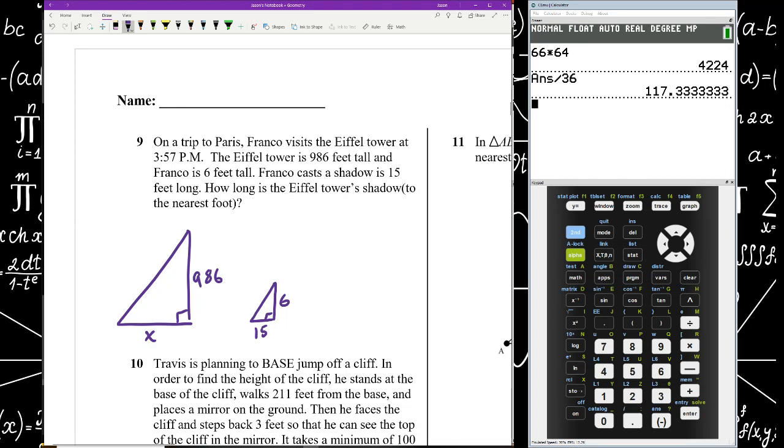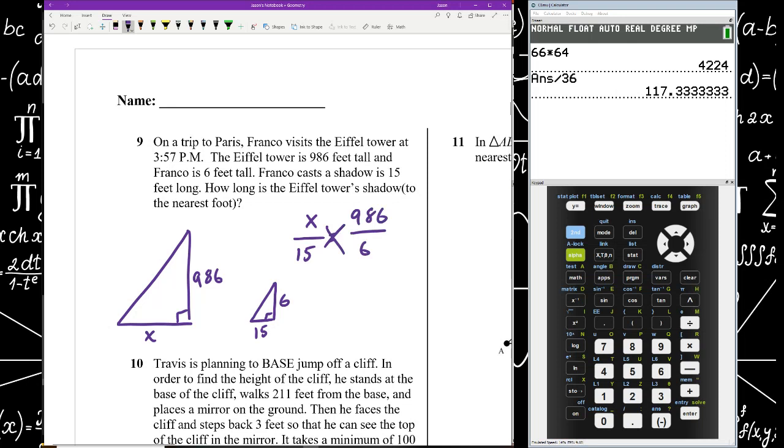Alright, so setting up, same way. X either goes over 986 or X goes over 15. I'm going to pick 15. So X over 15 equals 986 over 6. Cross multiply.